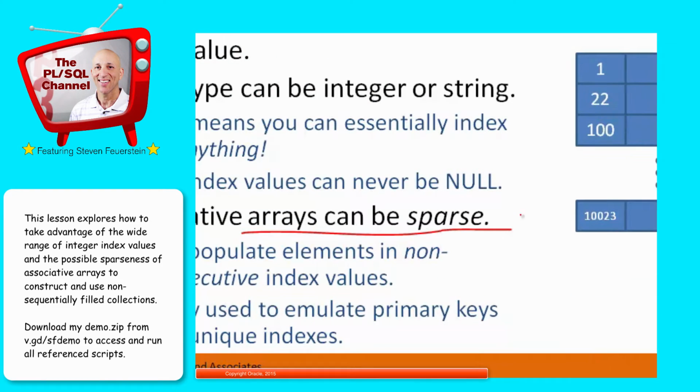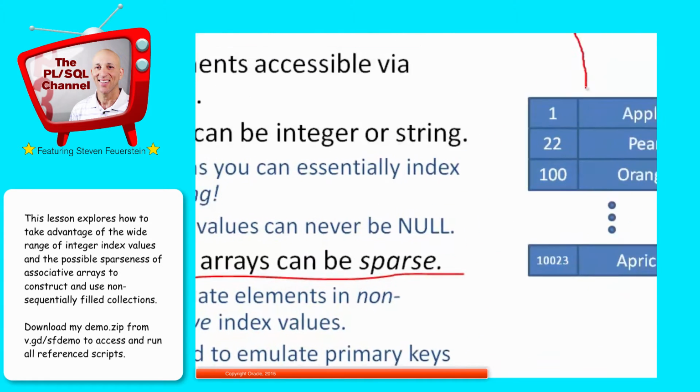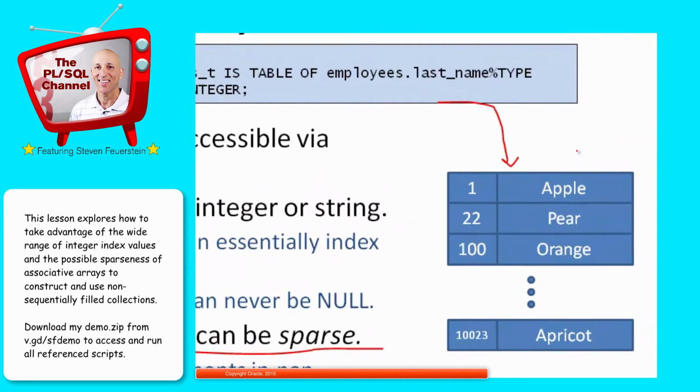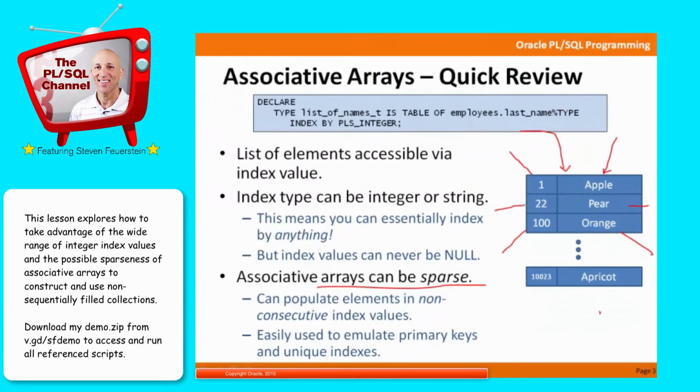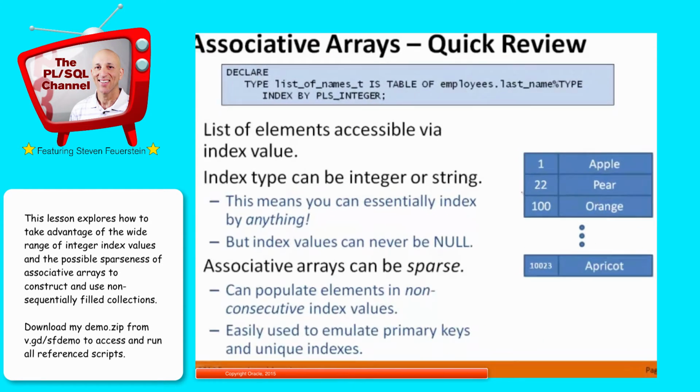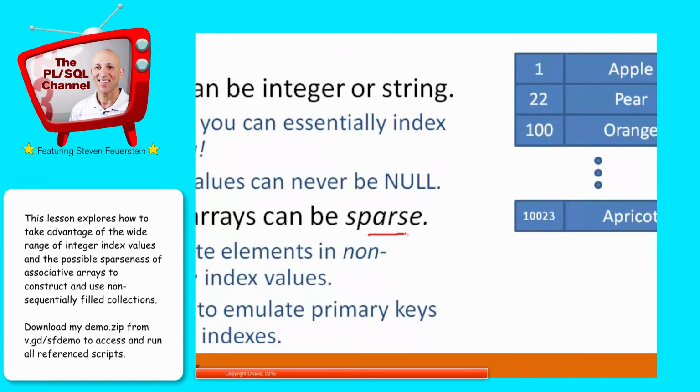This means that, let's take a look at this example. Let's suppose I have a list of strings. They happen to be the names of fruit. So apple is in index value 1, pear is in index value 22, orange index value 100, and apricot 10,023. Notice I have not filled sequentially from 1, 2, 3, 4. I can do that, but I don't have to. I can populate elements in non-consecutive index values.